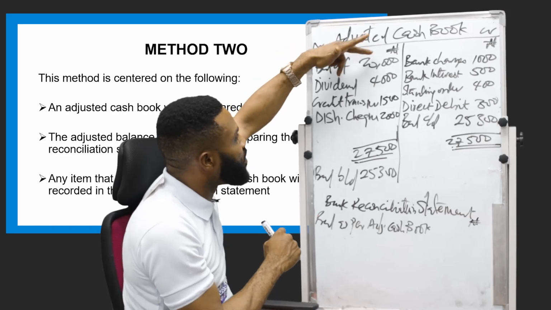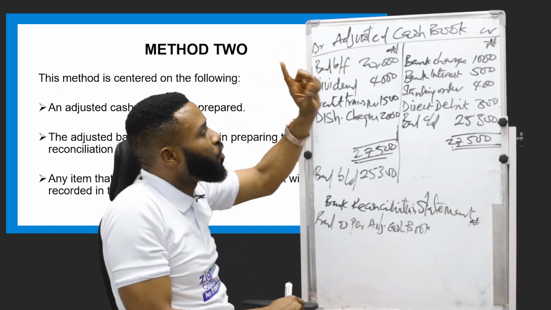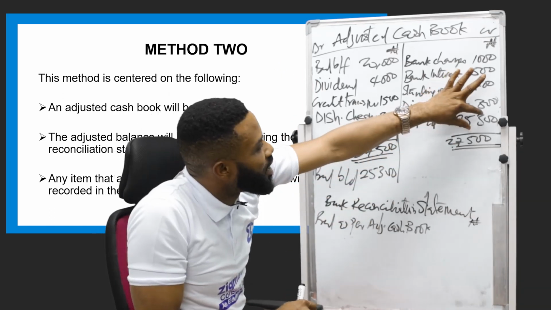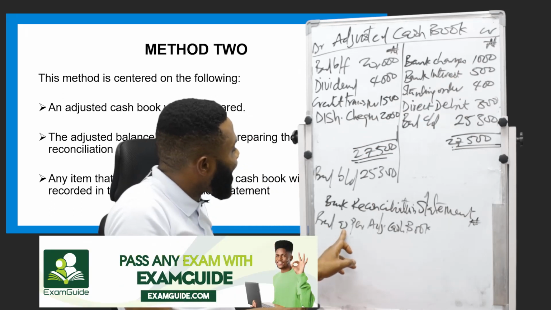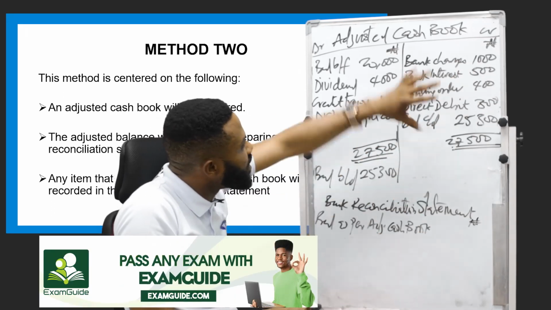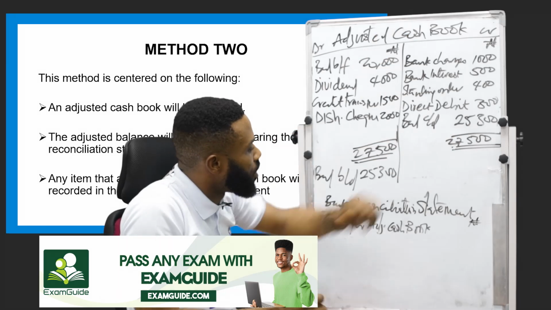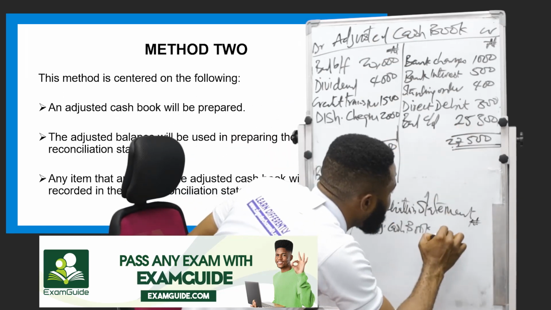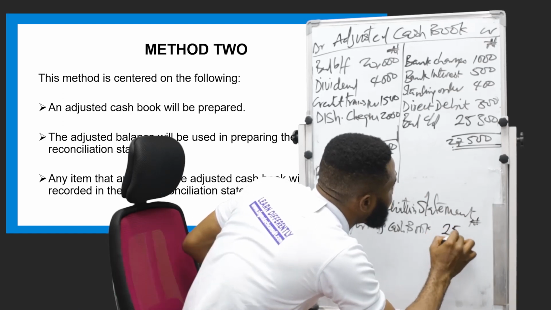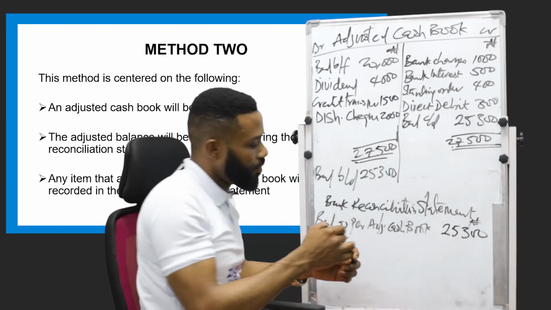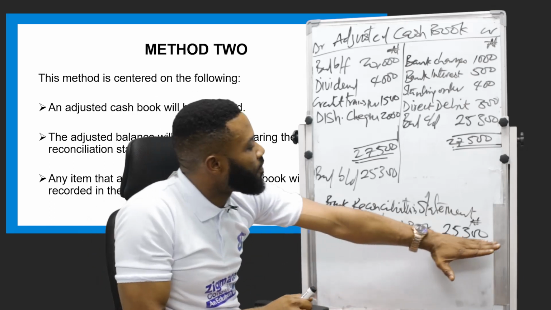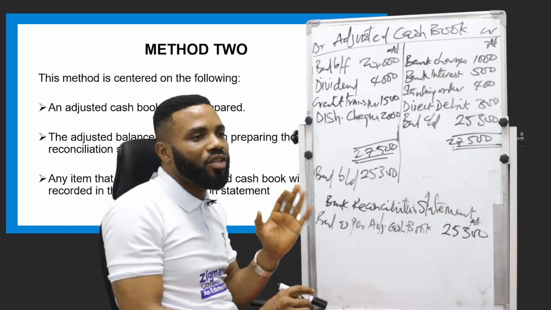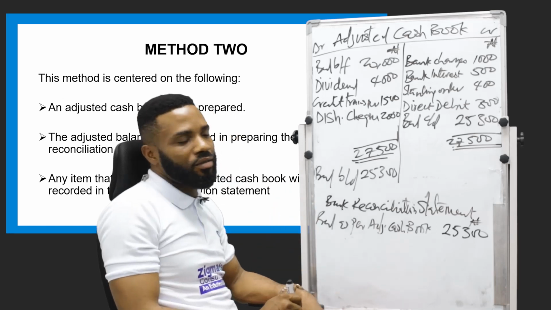This one has been displaced in the calculation. What you are going to use now is what? Balance carried down. This is the balance. This is what is called balance as per adjusted cash book. This is the adjusted cash book, and this is the balance. So your 25,300 is what you are going to use. So you write 25,300. Once you have gotten to this level, you are 80% close to the answer.